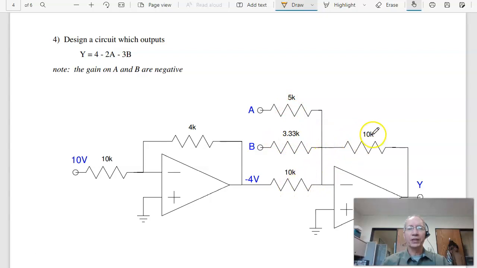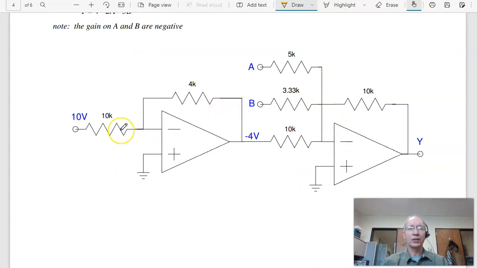So this is a 1-to-1 ratio. Gives you gain of minus 1 or gain of plus 4. This is a 3-to-1 ratio. So gain times B is minus 3. 2-to-1 ratio. Gain times A is minus 2. So this is one way to build 4 minus 2A minus 3B with a 10 volt source. Again, there's other ways to do it. This is one way.